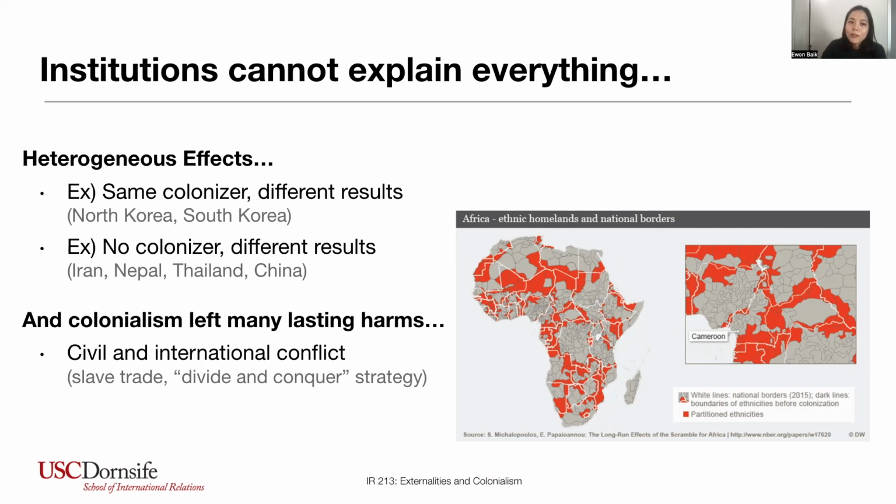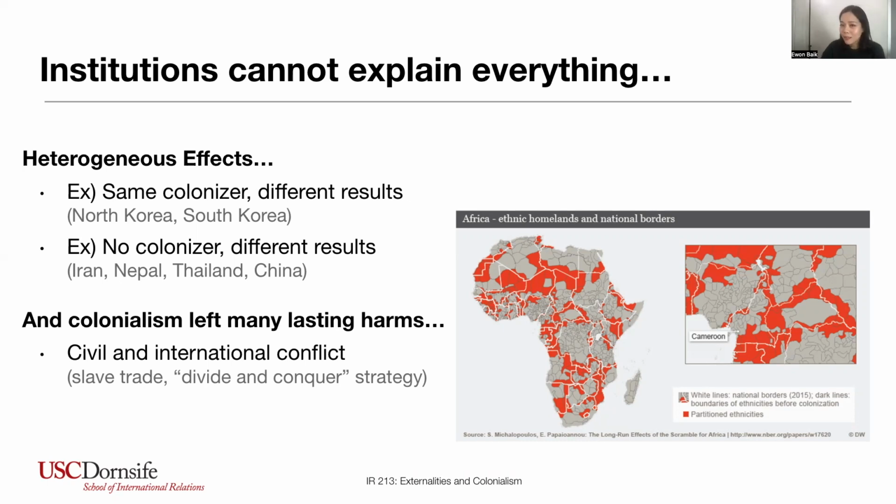And also, the fact that some institutions led to economic growth is not to say that there is some form of good colonialism, right? Colonialism left lasting harms besides these domestic institutions, right? Just off the top of our head, the slave trade, right? European colonization of the Americas created huge demands for slaves. And if you look at this map of Africa, Europe went in and carved it up without regard to existing borders, right?